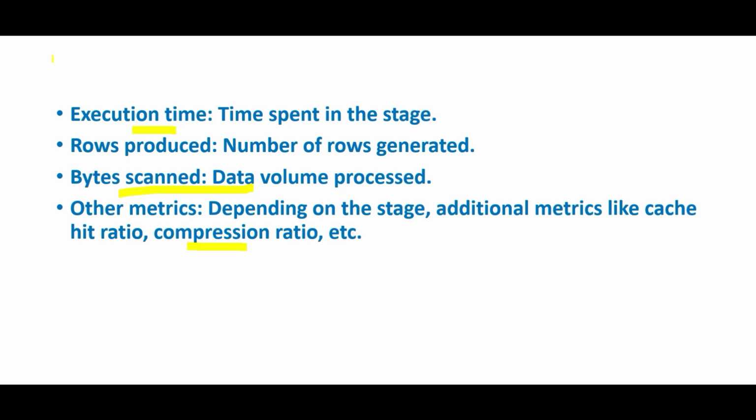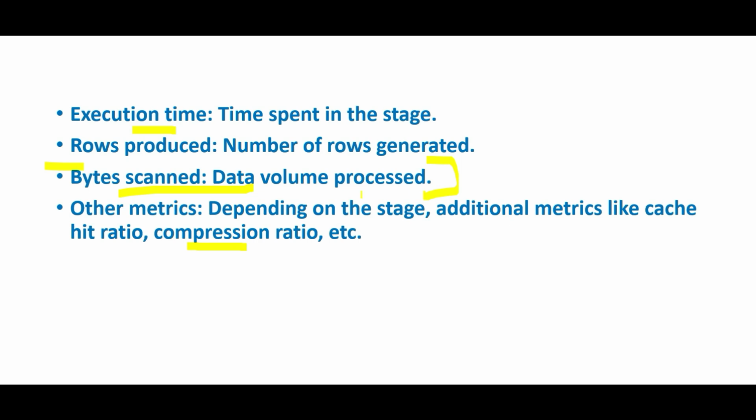Now, the next thing that is important in query profiling is rows produced. Are you scanning 1 million records to produce 10 records? That is a question you have to ask. Or are you scanning 1 million records to produce half a million records? Byte scan, data volume processed. This is important because in order to get 10 records, are you processing 1 million records? So is that the most efficient way?